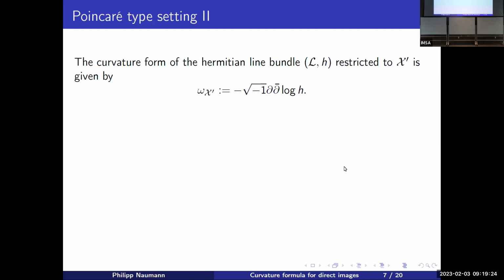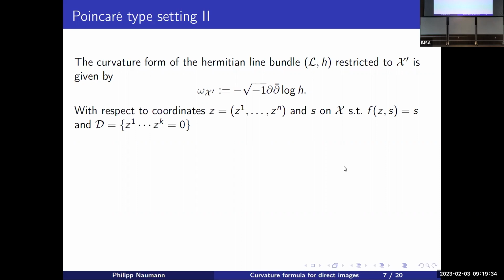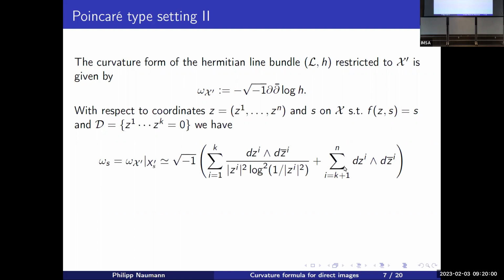Now I have this natural (1,1)-form which is positive along the fibers. And then maybe to recall the Poincaré type Kähler metric in local coordinates: when the divisor D is given by the components z_i equals 0, the vanishing of the first k coordinates, then the Poincaré type metric just looks like this. In the first k components, which are the components of the divisor D, I have this Poincaré type growth, and in the other directions I have just the Euclidean metric. This is just the usual thing here.